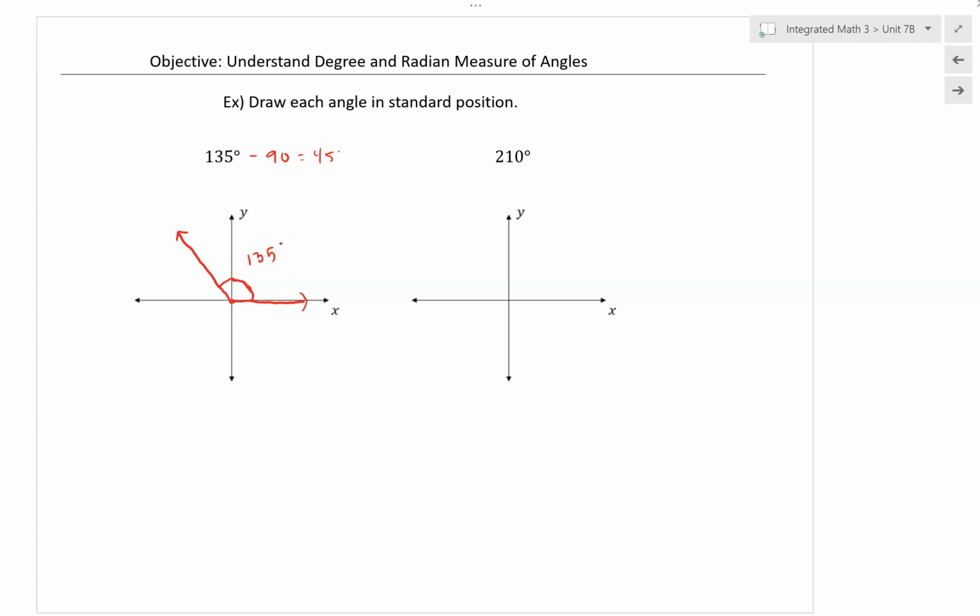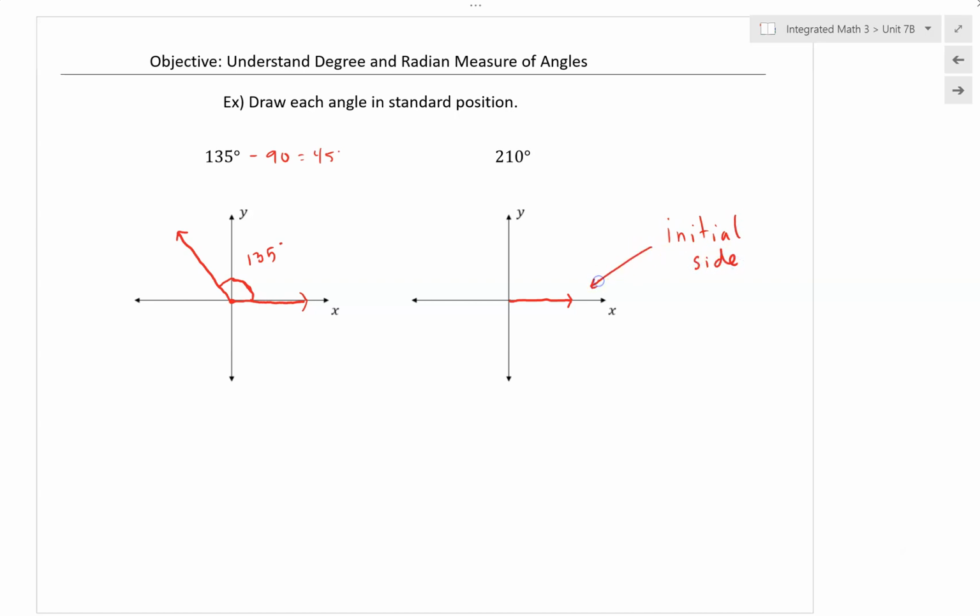Pretty simple, right? Okay, let's go ahead and do 210. So again, here's my initial side. Initial, meaning starting.